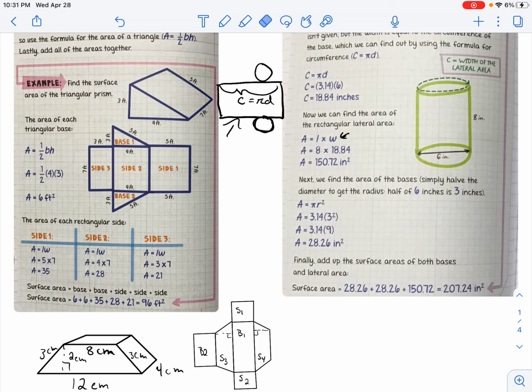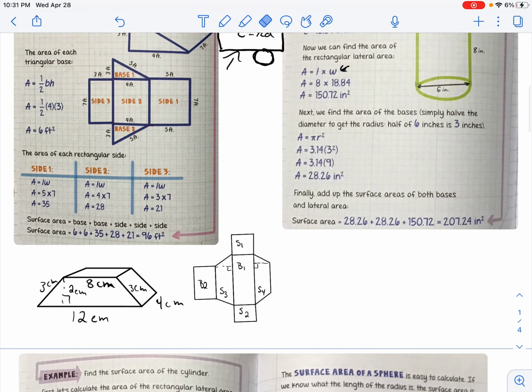Okay, so once again, it's surface area of the circle times that by 2 plus the surface area of the rectangle that forms the body of the cylinder, where you're given the height and you may have to find the width, which is the circumference of the circle. Okay, last thing we're going to look at is going to be the surface area of the net of a trapezoidal prism.